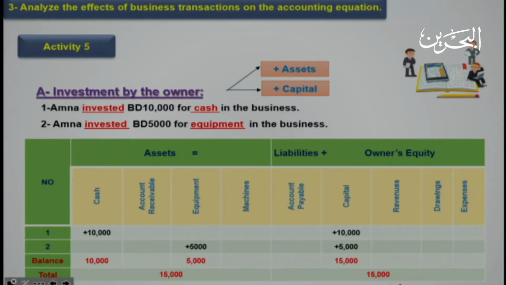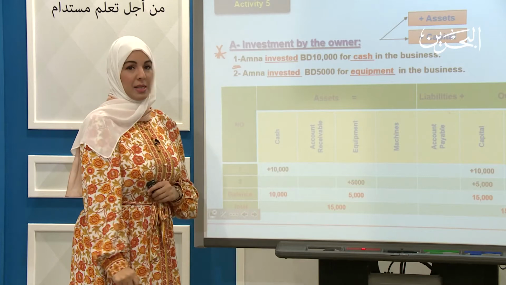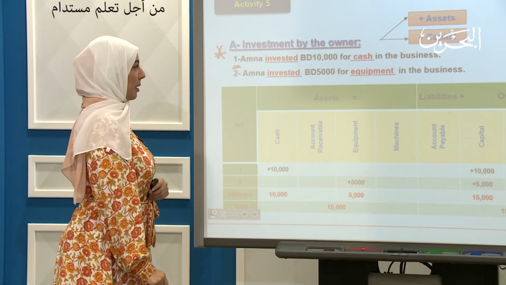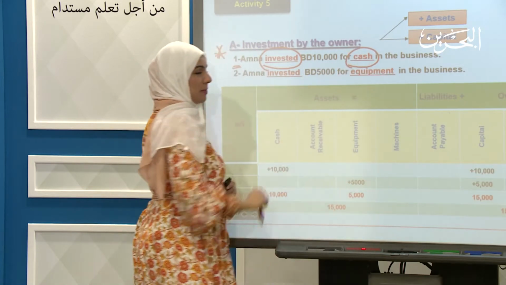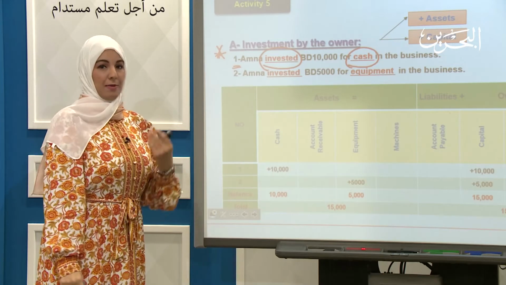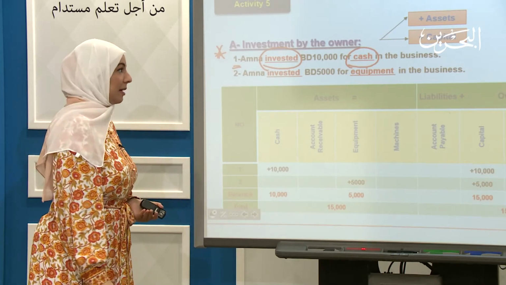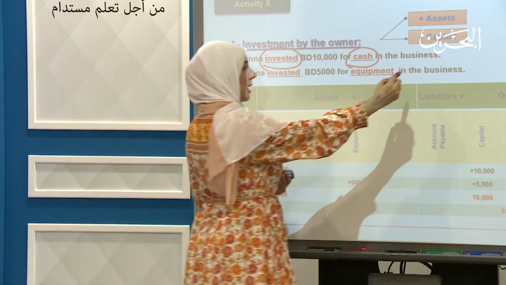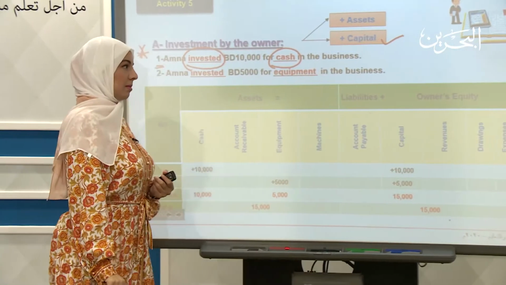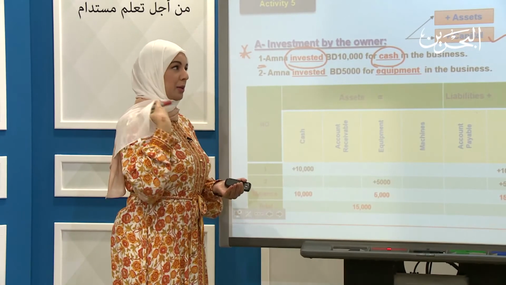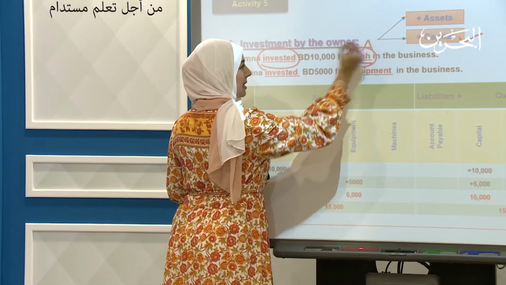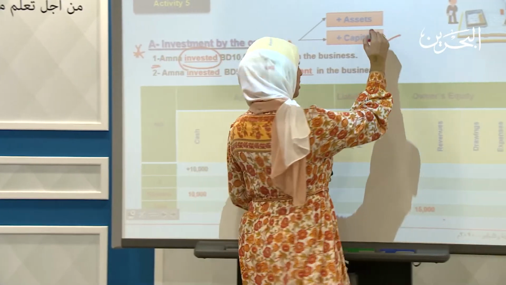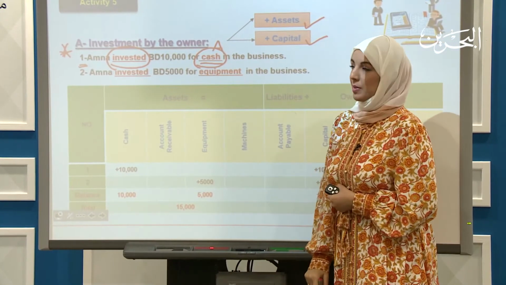So, the first one, Amna invests 10,000 BD in cash in the business. Let us see the key words in our transaction. Invest and cash. What does it mean? If I invest, my owner equity will increase and specifically will increase in the capital account. What type of investment do I make? I invest in cash. And I know the cash is an example of an asset. So the assets account for my company will increase.